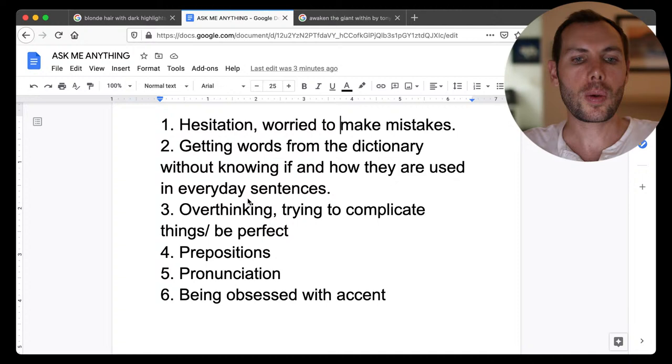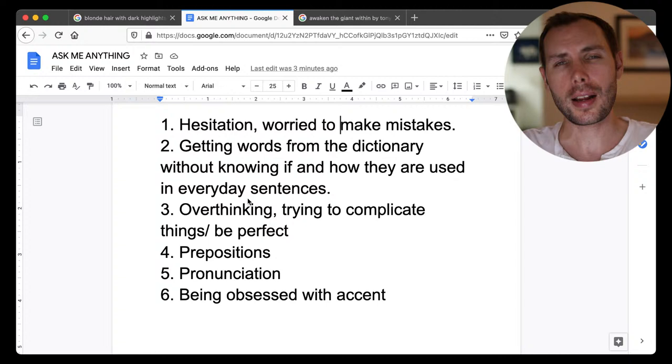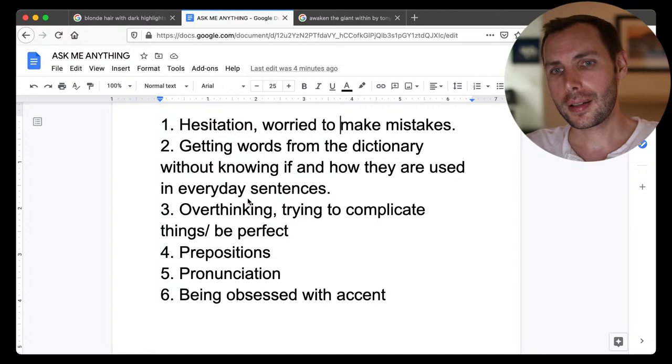Native speakers in any language are not speaking perfectly the whole time. We make mistakes all the time. We stutter on our words. I mean, if you look at the new president of the United States, Joe Biden, he stumbles on his words all the time. And he's the president. So don't worry too much about it.